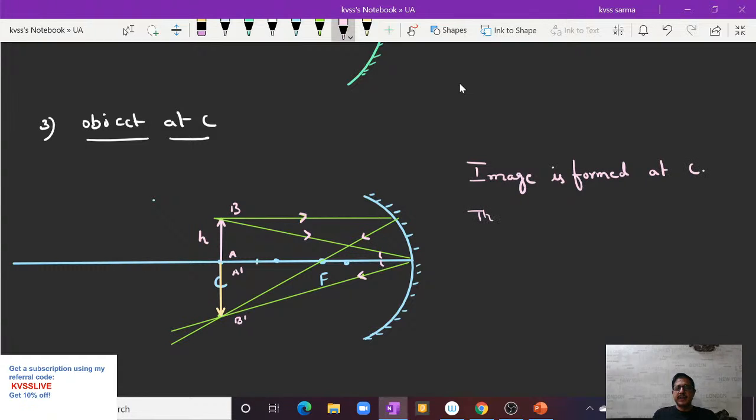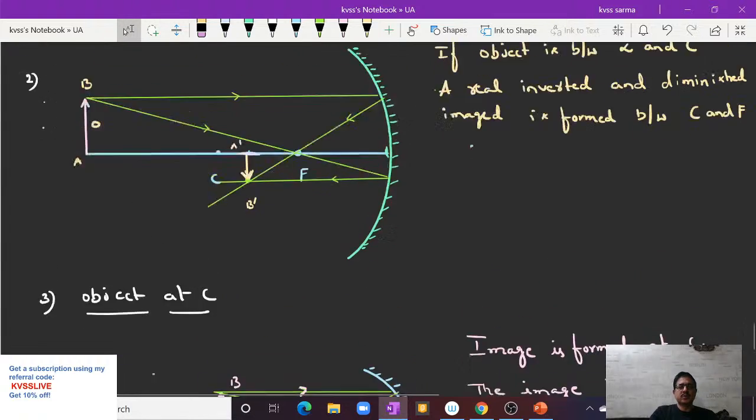The image is real, inverted, and of the same size. Okay, and of the same size. So if the object is at the center of curvature, this is the ray diagram. So like this, you have to draw the ray diagrams to trace out the image.